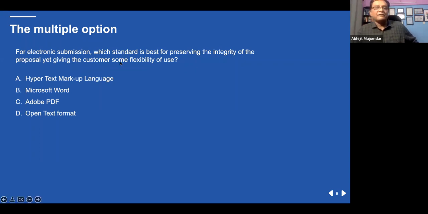So for electronic submission, which standard is best for preserving the integrity of the proposal, yet giving the customer some flexibility of use? Okay. Now HTML also fits the bill. It's also a right answer. A lot of companies today submit their proposals in what we call micro websites or micro web designs, and they use HTML. Microsoft Word, certain customers want the documents to be in Microsoft Word, so that can be there. Adobe PDF, open text format, again is another open standard format for document creation.